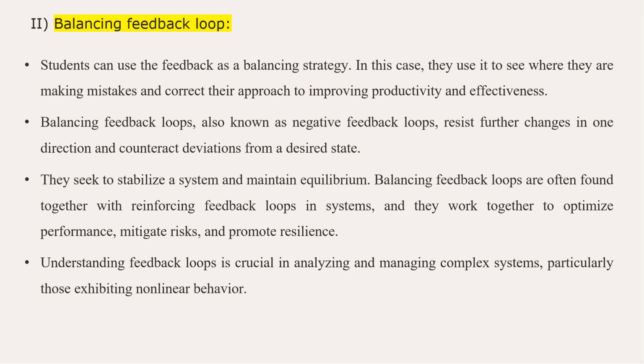The balancing feedback loop, also known as the negative feedback loop, resists further change in one direction and counteracts deviations from a desired state. In a balancing feedback loop, they seek to stabilize a system and maintain equilibrium. These kinds of feedback loops are often found together with reinforcing feedback loops in systems, and they work together to optimize performance, mitigate risks, and promote resilience.